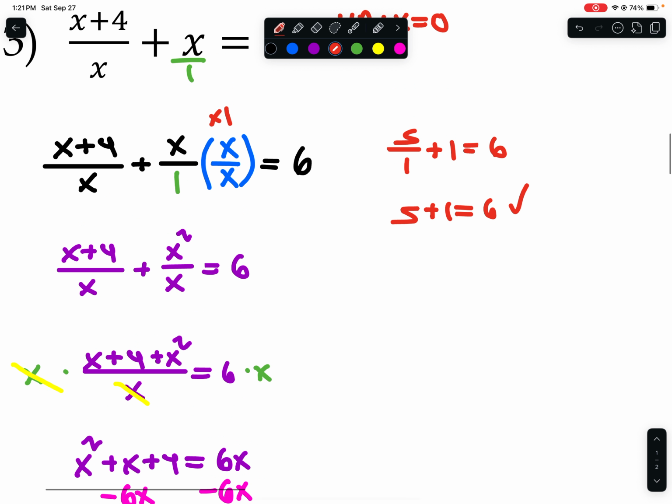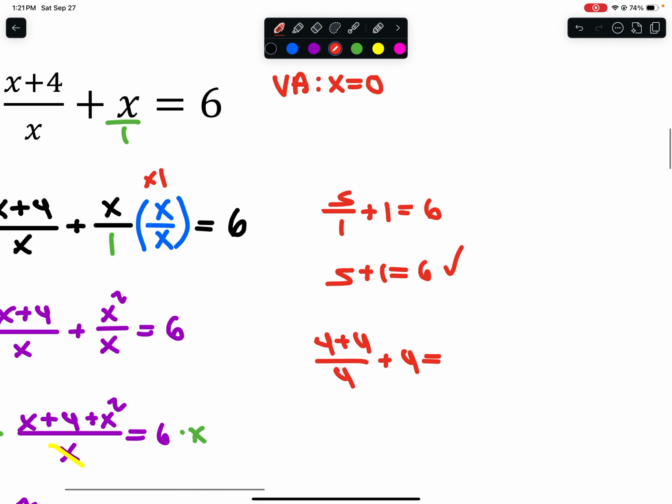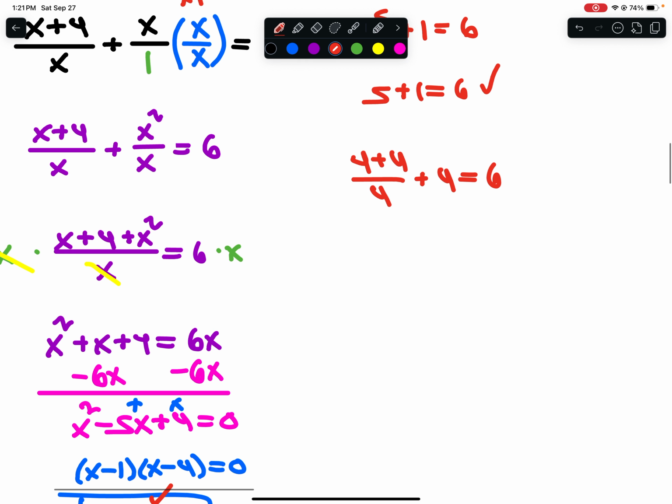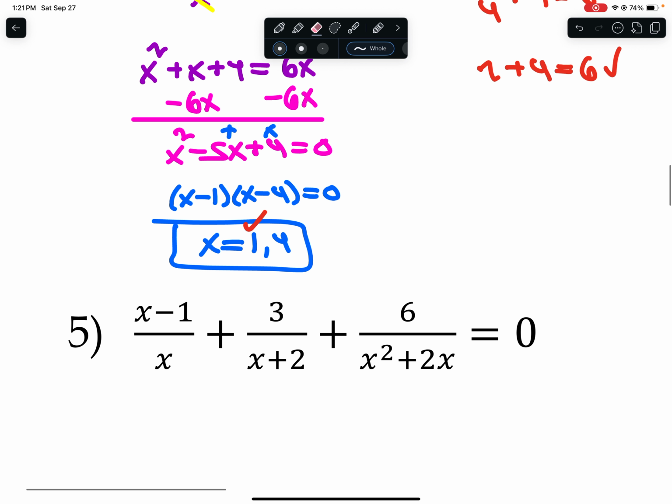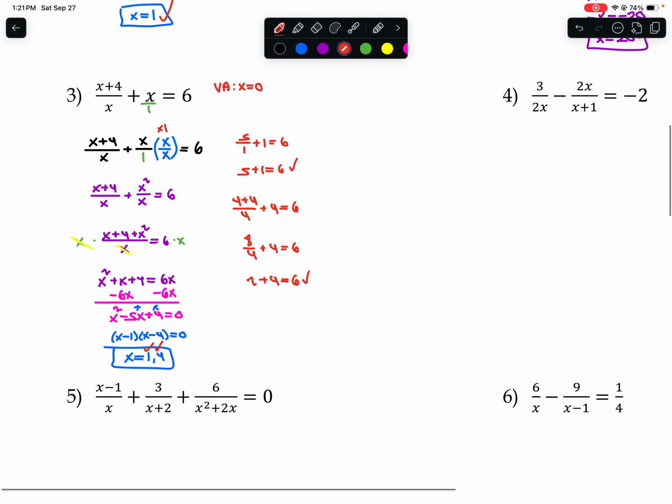So if I check 4, so 4 plus 4 over 4 plus 4, and we want to see if that's going to equal 6. So 4 plus 4, which is 8 over 4 plus 4 equals 6. So that would be 2 plus 4 equals 6, which is true. So they both work. So in this case, that one also works as well. So we have 2 solutions in this case.